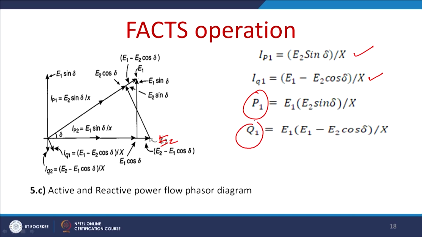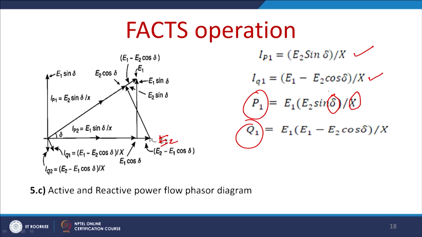Similarly, the reactive power from the sending end will be given by E1 into E1 minus E2 cos delta by x. Thus, as we understand, by changing x we can change the transmission capability of the line. Similarly, by changing delta we can change the transmission capability of the line. By increasing or decreasing the values of E1 and E2 we can change the transmission capability of the line. In the same way, by controlling this term we can control the values of E1 and E2 in the line.